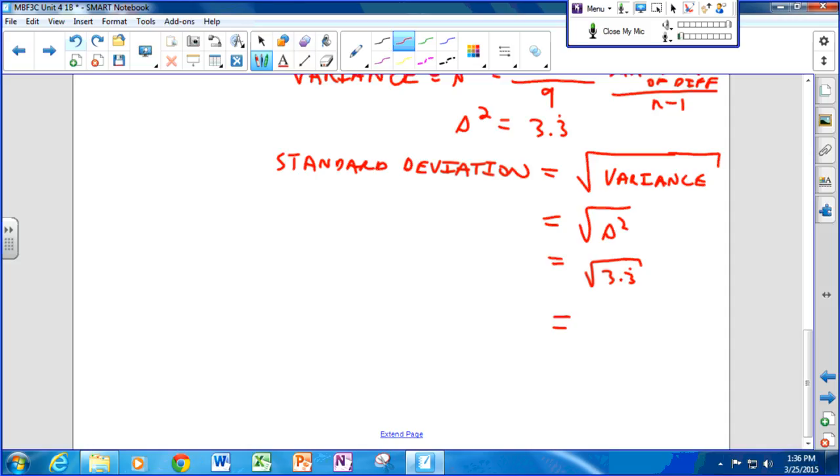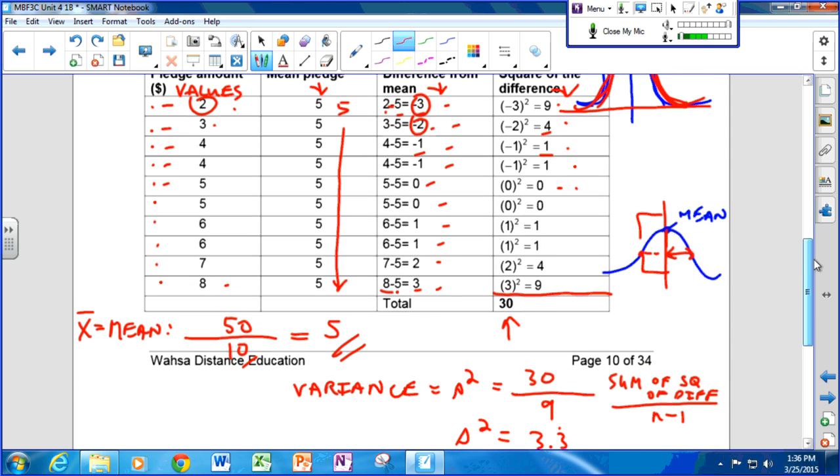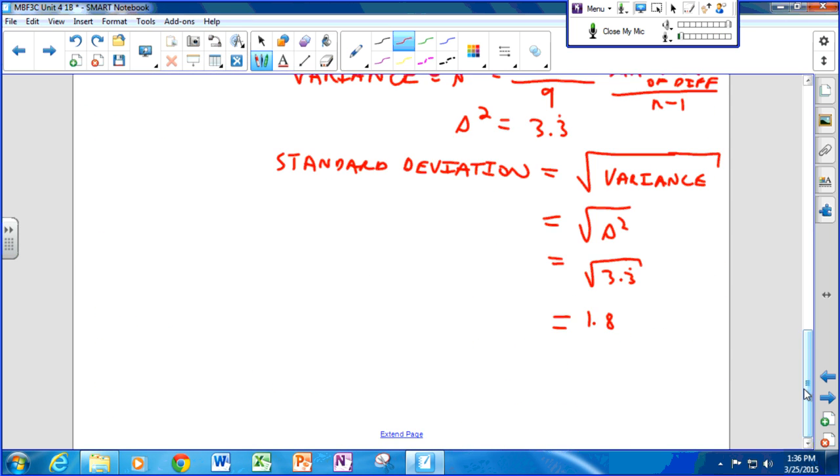And it's 1.8, something like that. Now, they gave it to 2 decimal places. It's pretty hard to justify that given that they were all whole numbers here. So anyway.